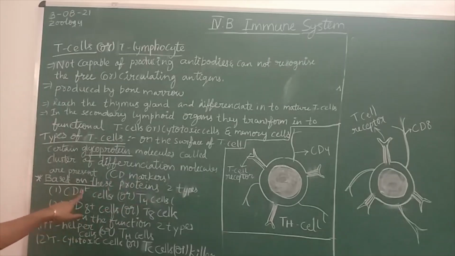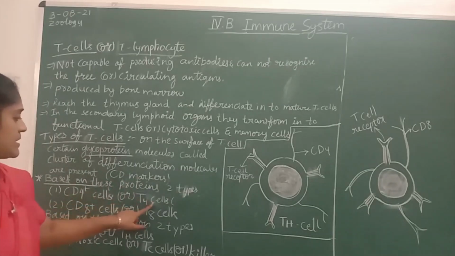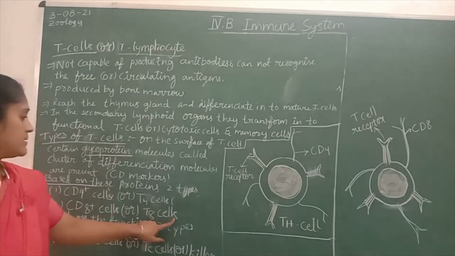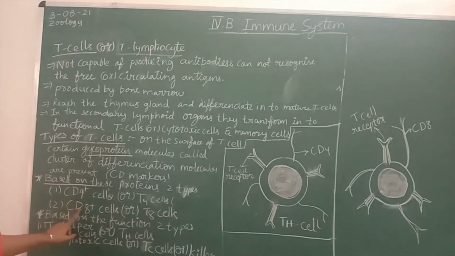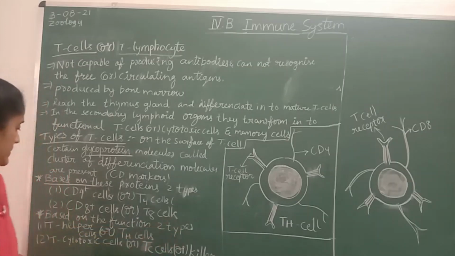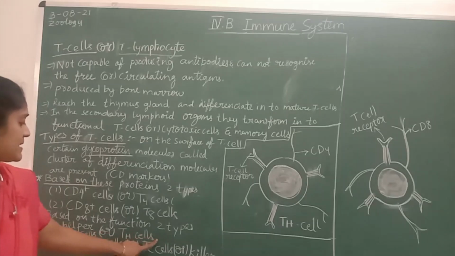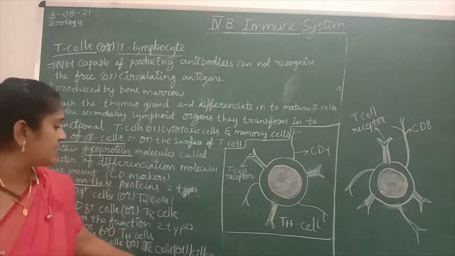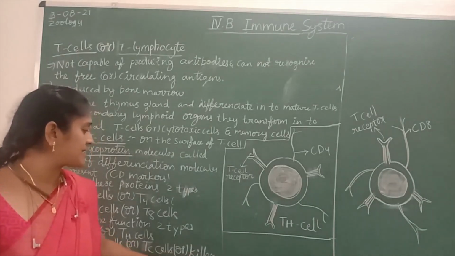One is CD4 plus cells, otherwise known as T4 cells. The second one is CD8 plus cells, or T8 cells. And based on the function, they are again divided into two types: T helper cells, otherwise known as TH cells, and T cytotoxic cells, or TC cells. These are also known as killer cells.